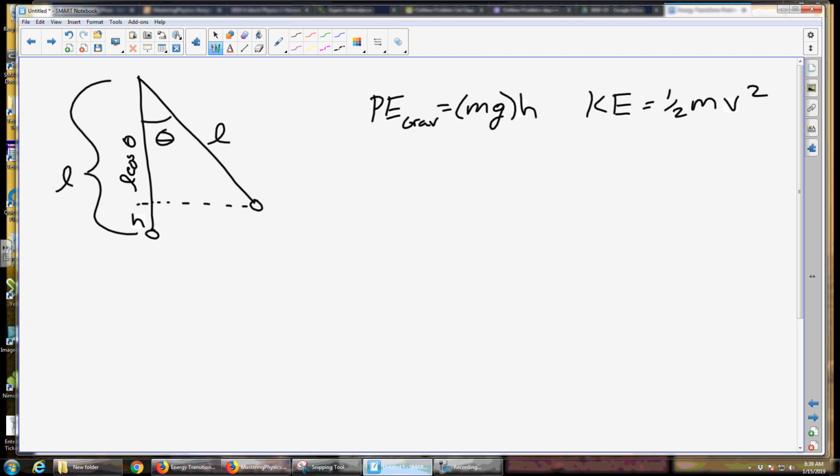And this was point B, and this was point A. So at point B, we had just kinetic energy. I'm going to label that kinetic energy at point B. That equals our kinetic energy at point A plus PE grav at A.